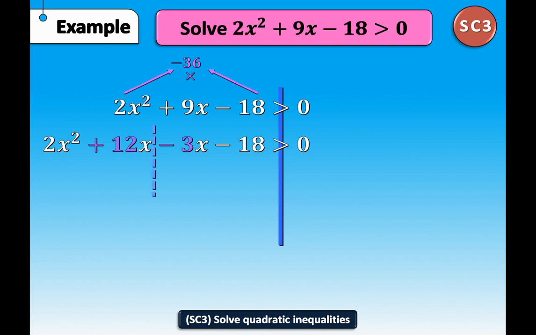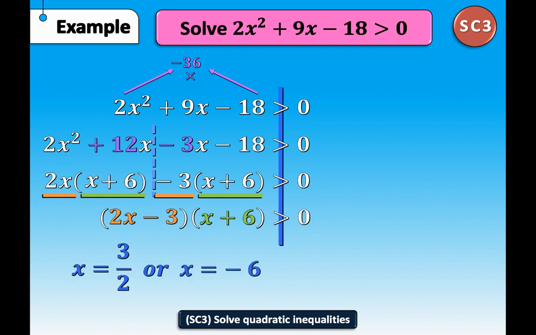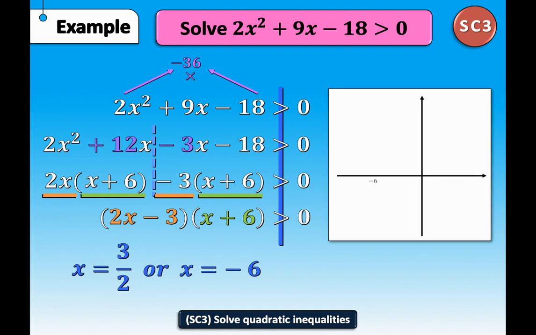Then split the quadratic into two parts and factorise both parts. That means our two brackets are 2x minus 3 and x plus 6. That means our curve is going to cross the x-axis at 3 over 2 and at minus 6. We can now sketch this quadratic. So it's going to cross the x-axis at minus 6 and at 3 over 2. It's going to look like this.